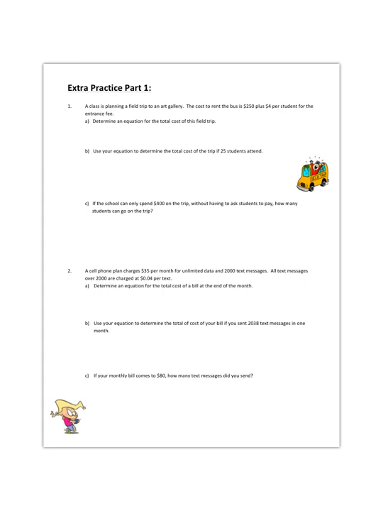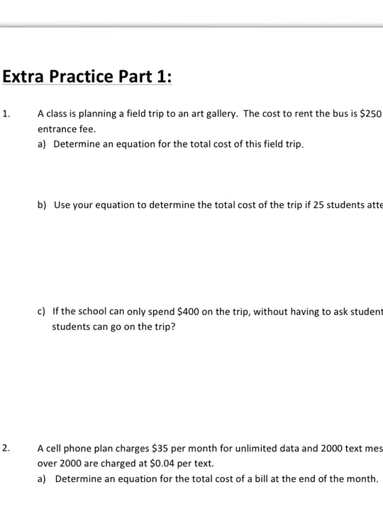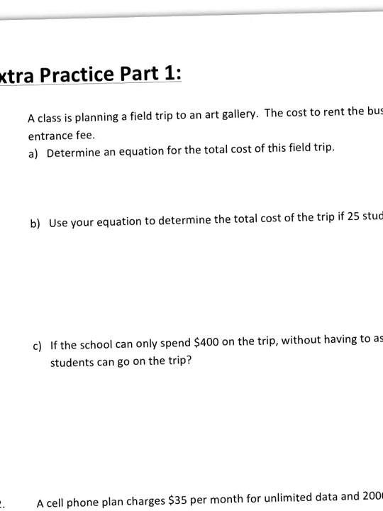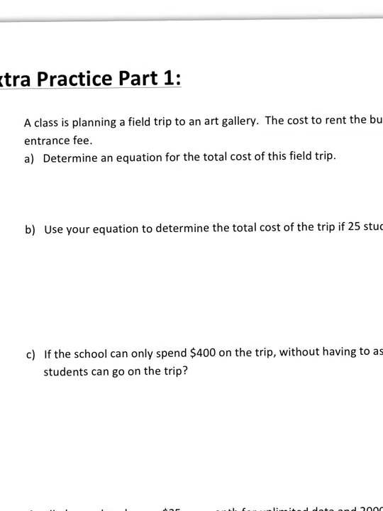So this one, it says a class is planning for a field trip to an art gallery. The cost to rent a bus is $250 plus $4 per student for the entrance fee. So we need an equation for the cost of this trip. I need to set my variables first.